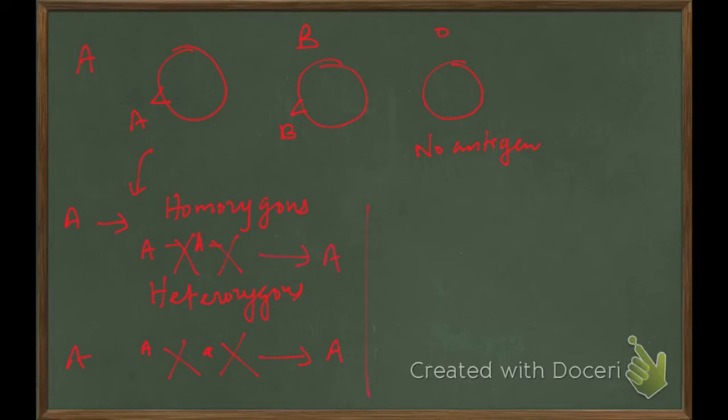Whereas if you see blood group B, we see two possibilities. In the same position, instead of A, here it is B. In heterozygous, we can see capital B. Let us take small b as its recessive one.